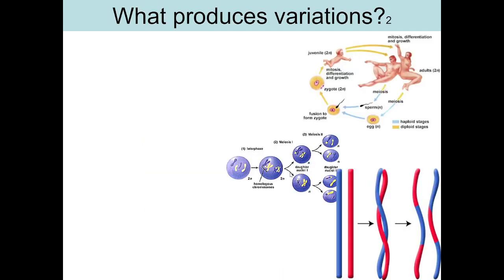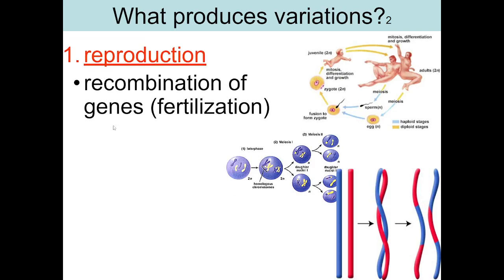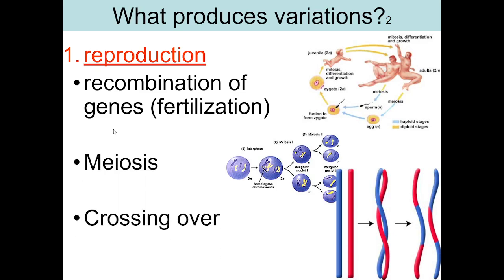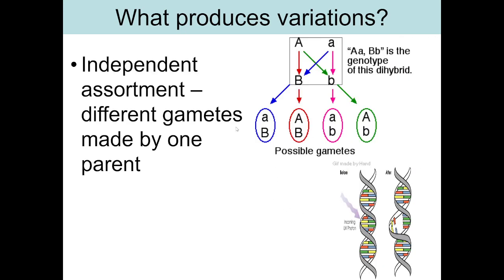What produces variation? Reproduction, the recombination of genes, meiosis, and crossing over of different genes. Independent assortment, different gametes made by one parent. And another way is by mutations. On the bottom picture here, you can see an incoming UV photon damaging the DNA, which causes mutations in the variations.